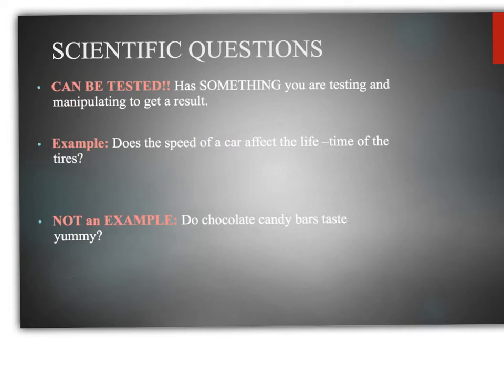So scientific questions. Now at the bottom of your notes, you're just going to continue here with scientific questions. These can be tested. They have something you are testing and you are manipulating to get a result. An example of a scientific question would be, does the speed of a car affect the lifetime of the tires? Okay, so we have something that we can actually manipulate. We can change the speed of the car and see what it does to the tires.